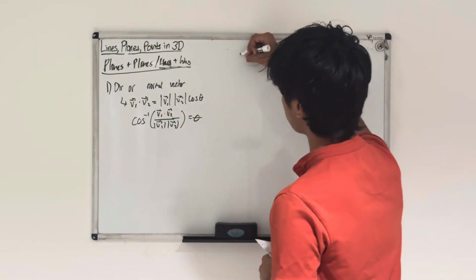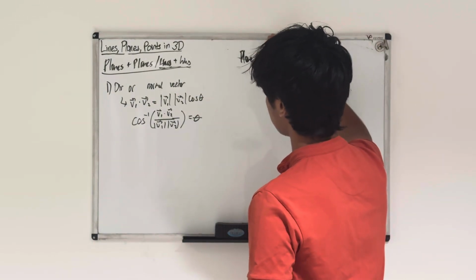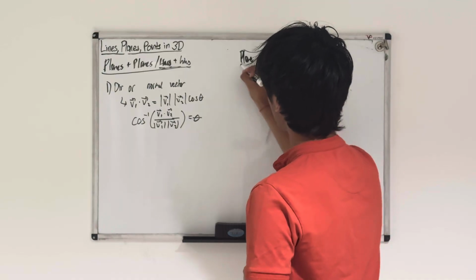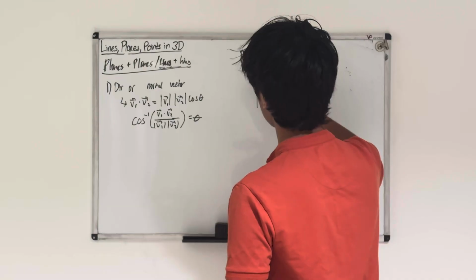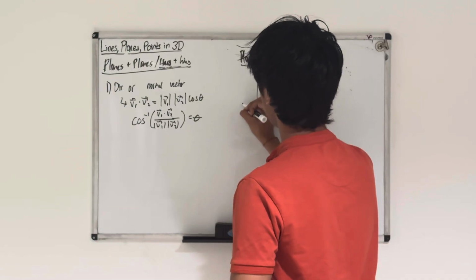But how do we find the angle between a plane and a line that we know intersect? So let's draw a diagram. If we have a plane P, and we have a line L, like so.